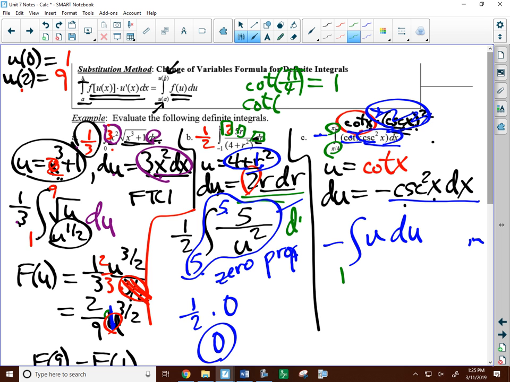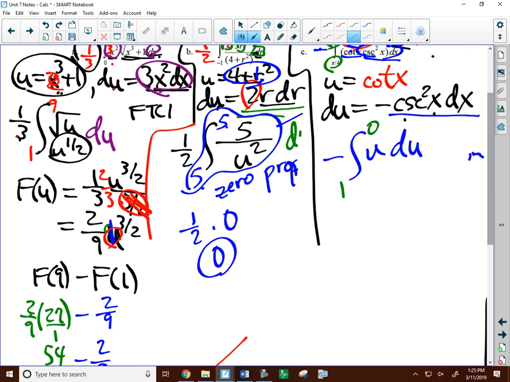Then I need cotangent of pi over 2. Cotangent is cosine over sine, and this point is (0, 1). So cosine over sine is 0 over 1, which is 0. Or you can do tangent, which is 1 over 0, undefined. Reciprocal of undefined is 0. So that's what we get, negative, and then the integral from 1 to 0.